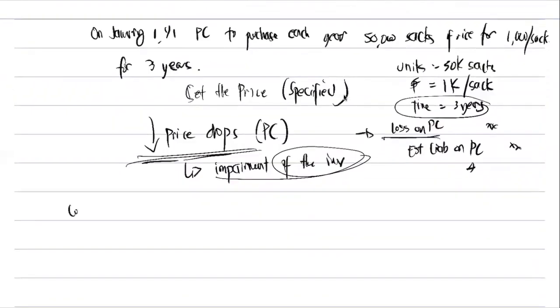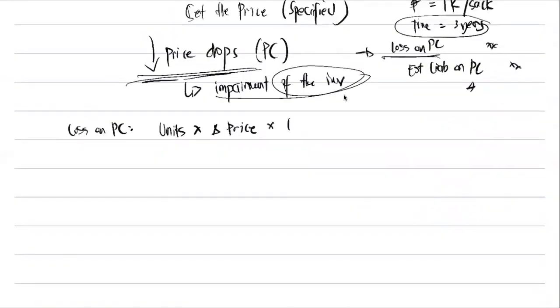So how do we compute for your loss on purchase commitment? This is equal to your units multiplied by the change in price, multiplied by the period of time.